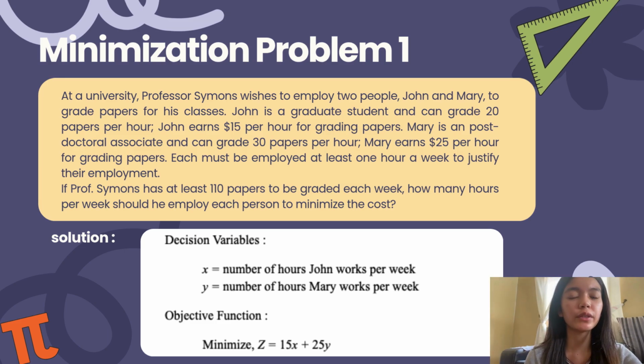First, we have to define our decision variables. Let's say x represents the number of hours John worked and y represents the number of hours Mary worked. Okay, next we form the objective function. Since we want to minimize the cost, the objective function is z equals 15x plus 25y.